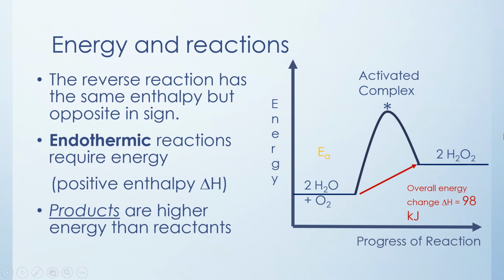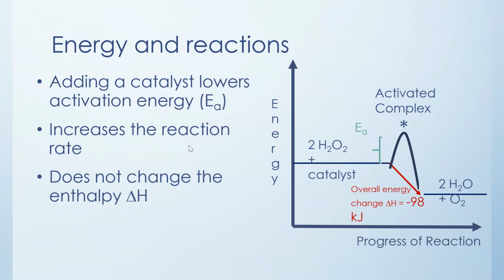So endothermic would be the opposite of what we just said. Here we have water and oxygen. It's trying to get up to peroxide. It turns out the enthalpy, the change in energy, is the same, but now it's positive because it's going upward as opposed to downward. There's still the same activated complex here in the middle where things are halfway in between. So endothermic reactions go up. They're going to have a positive enthalpy, which is delta H, and the products are going to be higher than the reactants.